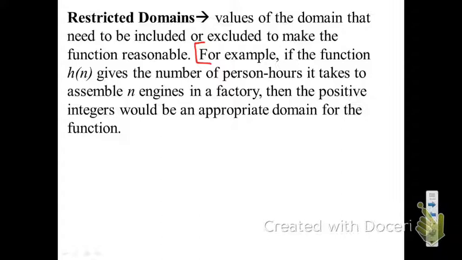Why wouldn't negative values be appropriate? According to this example, why wouldn't negative make it appropriate? Because you don't want a negative engine. Okay, very good. We can't have negative hours. We can't have negative engines. Unless we have a time machine. Okay. All right. So let's move on.